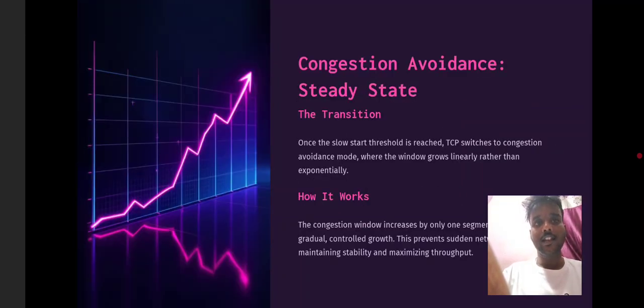Congestion avoidance, steady state. After reaching the threshold, TCP enters congestion avoidance mode. In this phase, the growth of the congestion window becomes linear instead of exponential. This means it increases slowly, usually by one segment per round trip time.